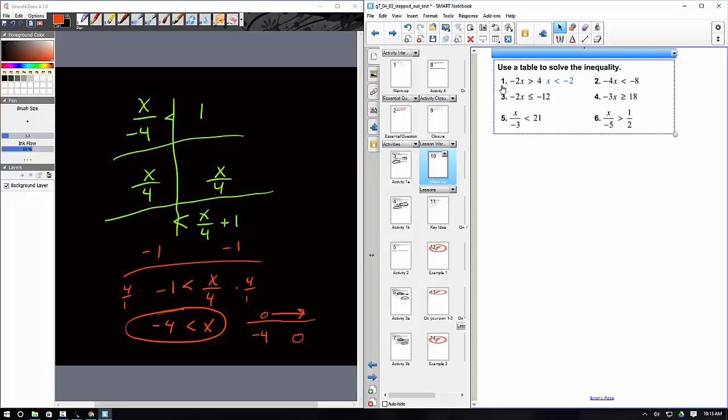And we have x is negative 2. X is greater than 2. X is greater than or equal to negative 6, or 6. X is less than or equal to negative 6. X is greater than negative 63. And finally, x is less than negative 5/2. So make sure this is what you have.